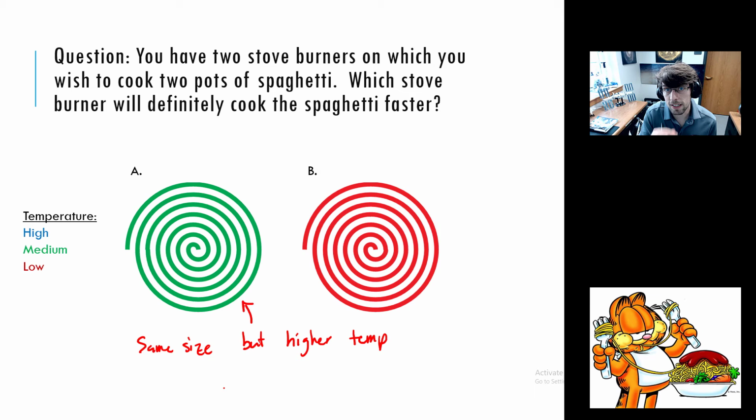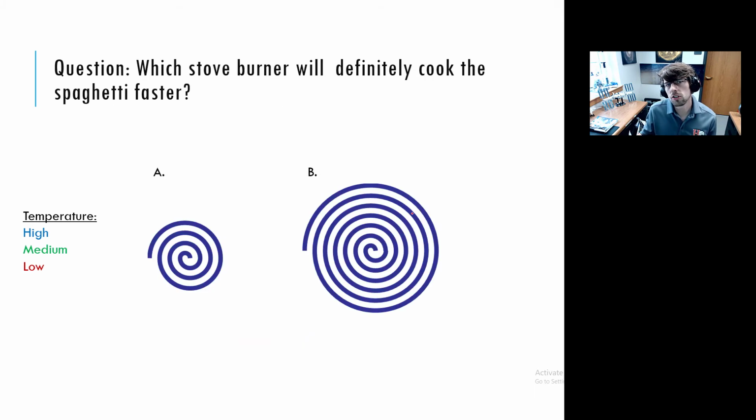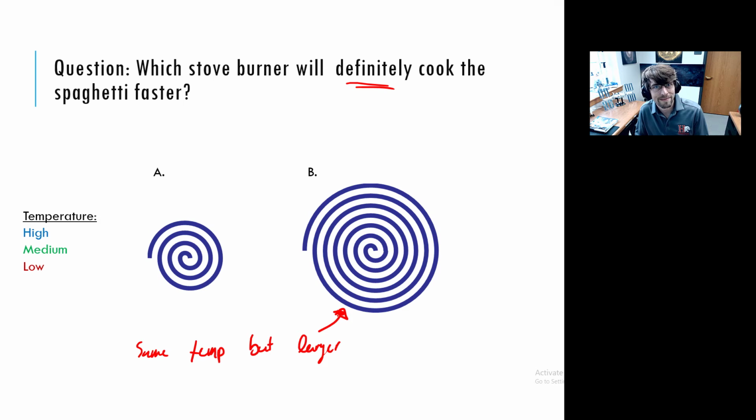Okay. Next question, same idea. Which stove burner will cook the spaghetti faster? And notice I say definitely. Yeah, you got it again, right? Of course, this time they're at the same temperature, but larger. If it's at the same temperature, but the stove burner is physically larger, that stove burner should give off more energy and therefore cook the spaghetti faster. So you see that there's an interplay between how hot the stove burner is, how large the stove burner is, and how much energy the stove burner gives off.